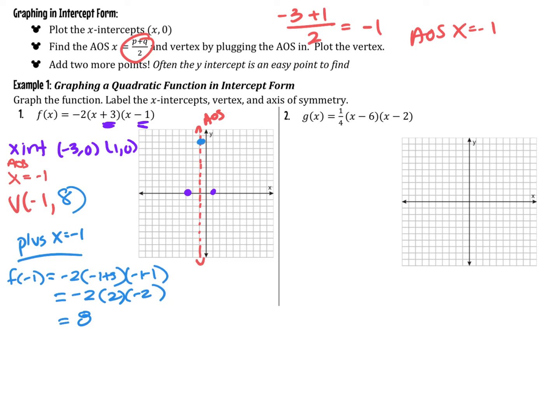Now, before I do anything else, I can already tell the shape of my graph is going to be upside down, and I want to make sure that's true. There's a negative in front, so it should be opening down. So I already feel a little bit better knowing that this is the shape that I'm seeing.